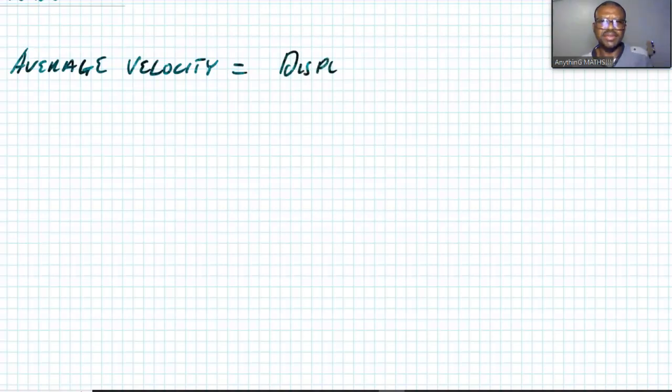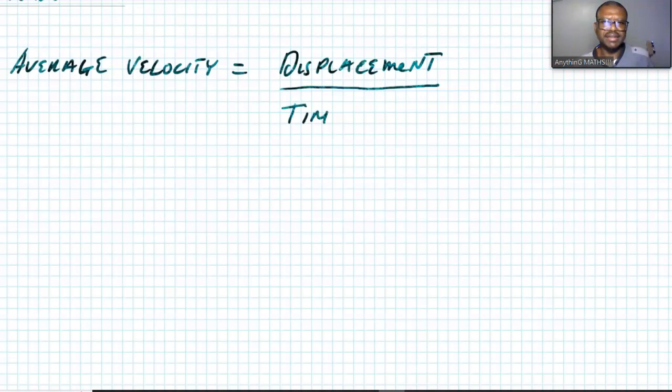So average velocity is given by displacement. And remember, this displacement is displacement with respect to the time, the starting point. But I'm just going to write displacement over time taken. Okay. So that is the average velocity.